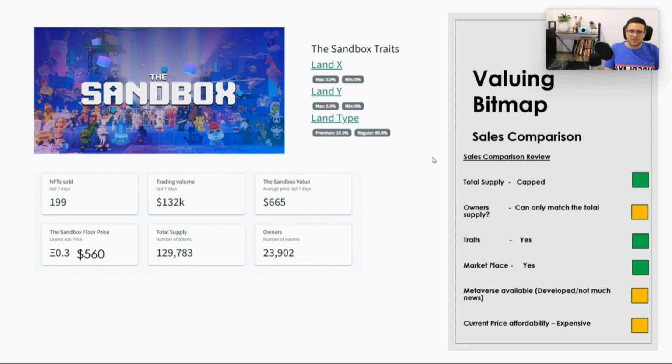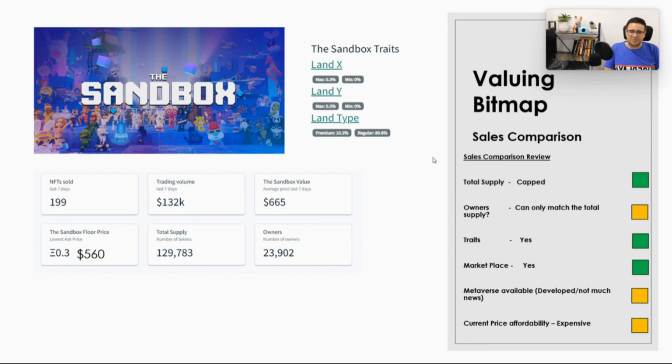So total supply, same as Decentraland, it's capped. There are 129,783 parcels or districts, whatever you want to call them. Again, I'm taking the same logic in terms of the owners. There are also traits, which is great. And yes, you can get Sandbox land on the marketplace.